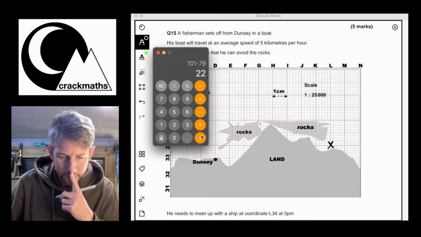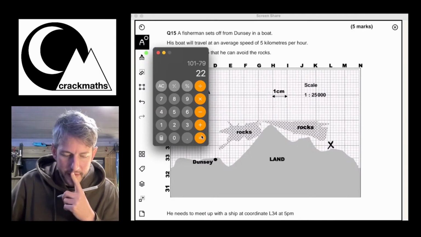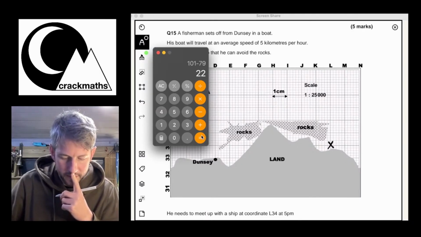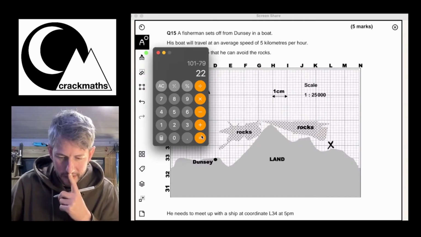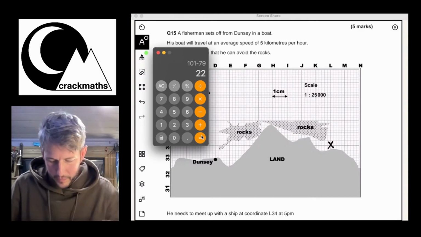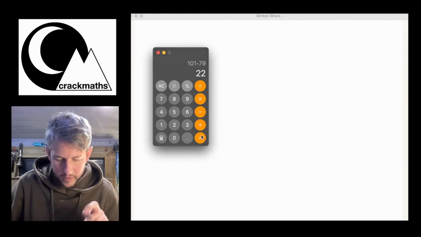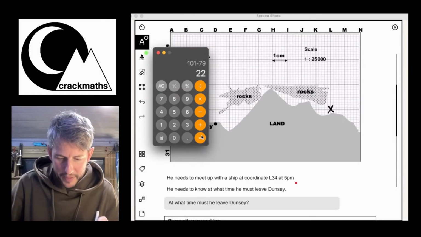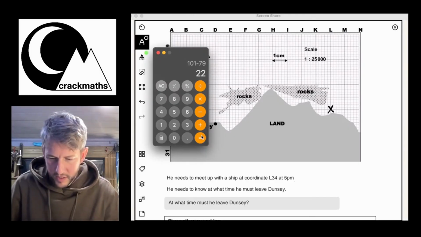A boat will travel at an average speed of 5 kilometers an hour. He has this map so he can avoid the rocks. Okay. He needs to meet up with a ship at 5 p.m. At what time must he leave Dunsey?